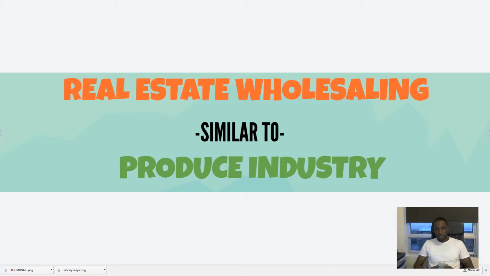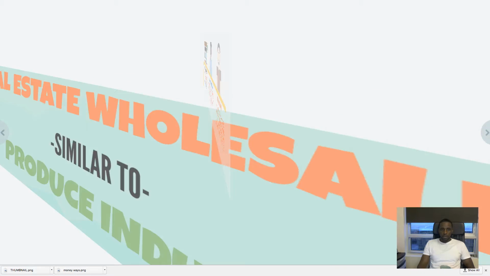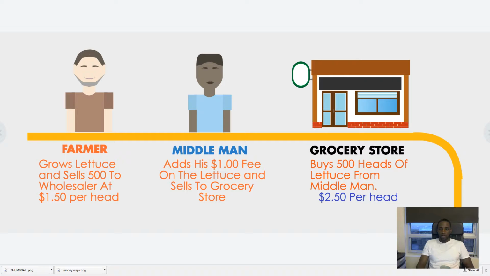So what I'm going to do is compare real estate wholesaling to the produce industry. Here's another diagram, another flow chart, showing that in the produce industry, there's a farmer. The farmer grows lettuce and sells 500 heads of lettuce to a wholesaler at $1.50 per head. These are just examples. These numbers might be exaggerated, I'm just using them so you understand what's going on.